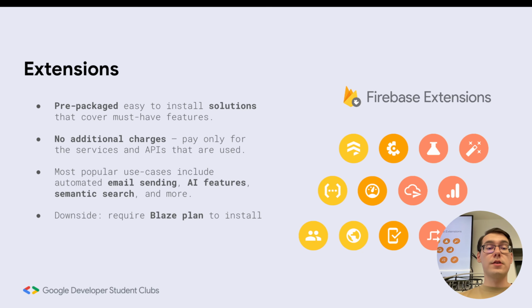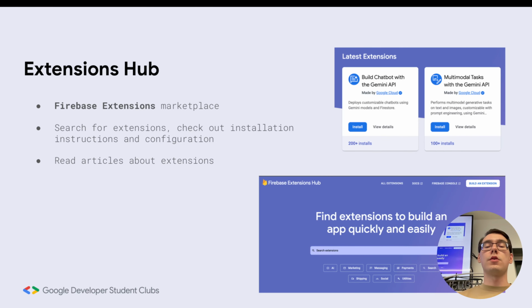Now, there's a lot of cases that this can be used for, for example, email sending, automated email sending, AI features that we're going to be using today, semantic search, a lot of good things, and a lot of companies, for example, Stripe, handle payments with these extensions. So it's a really, really useful thing that we're going to be using today. And extensions can be downloaded from this Extensions Hub website that we're going to be also exploring today.